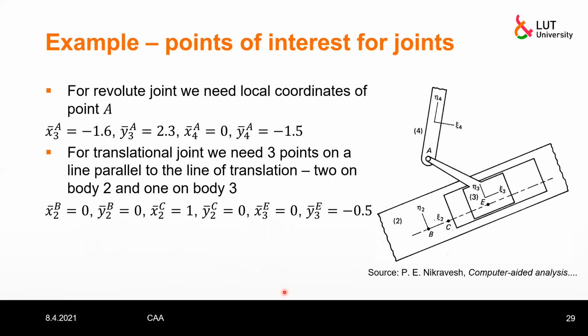Yeah, so here's a simple example that describes how to find important points for our joints. We have here a 3-body system, at least the part of the system that consists of 3 bodies: body number 2, body number 3, and body number 4. And we have here 2 joints. One is a translational joint between body 2 and body 3, and another is a revolute joint between body 3 and 4.